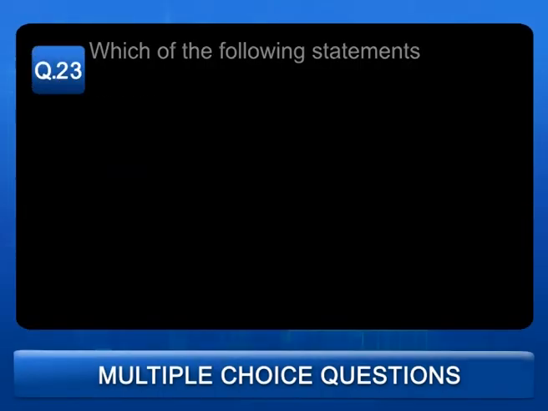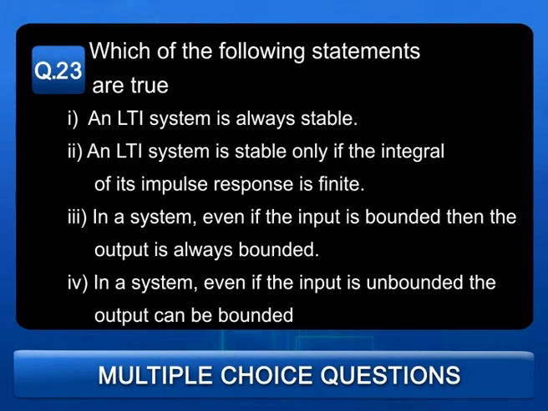Now let us look at question number 23. Which of the following statements are true? 1. An LTI system is always stable. 2. An LTI system is stable only if the integral of its unit impulse response is finite. 3. In a system, even if the input is bounded, the output is always bounded. 4. In a system, even if the input is unbounded, the output can be bounded.